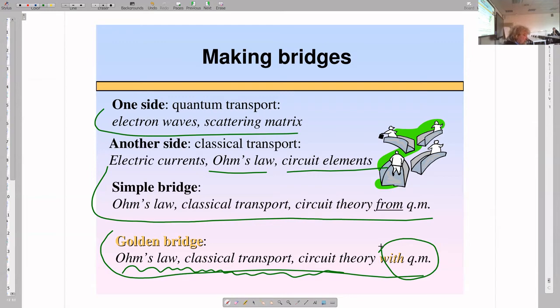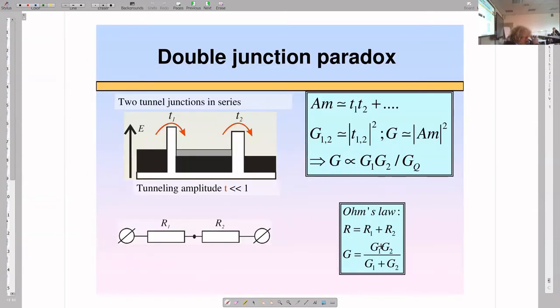Good, so challenging problem, and let me start with a simple but perhaps rather philosophical example. Perhaps I made it a little bit too philosophical, but anyway, it should not confuse you. Okay, I will talk about double junction in series. And let me remind you that we have learned quite a lot about this in the second lecture. So there are two tunnel barriers and a phase shift between them, which affects interference of the waves propagating through the system.